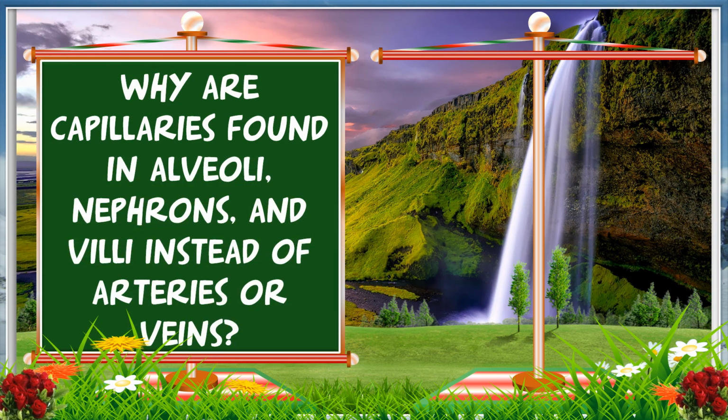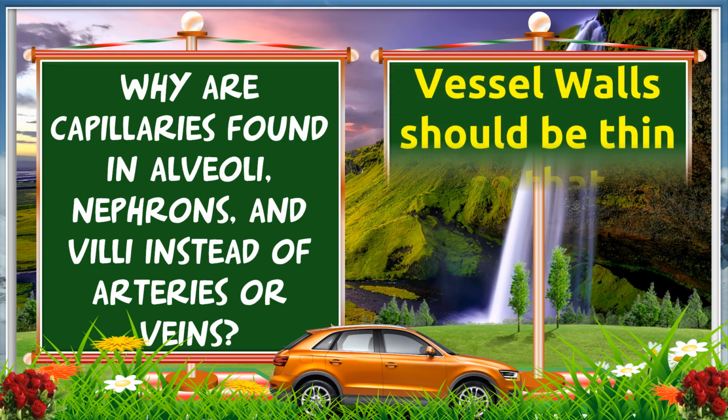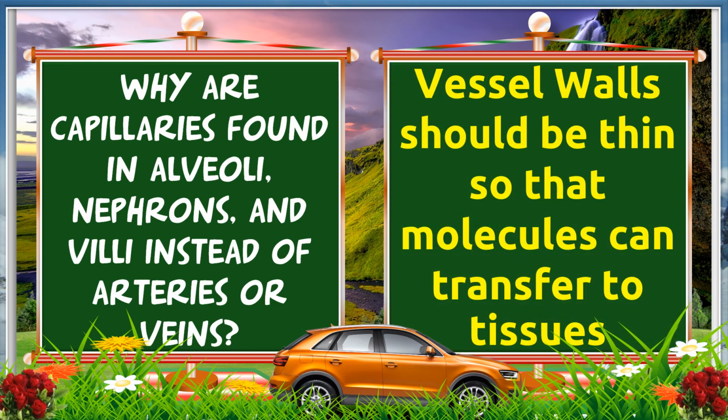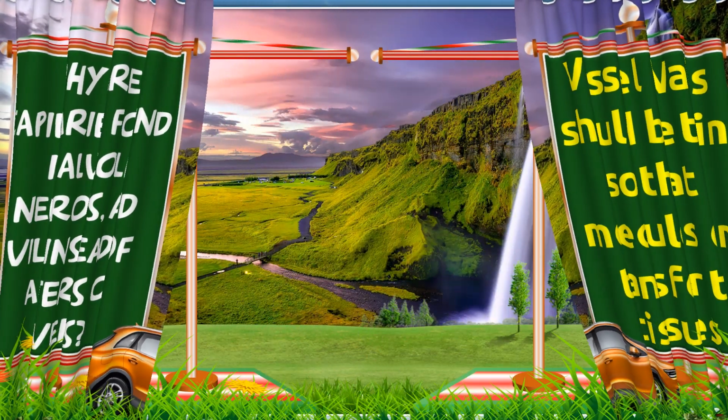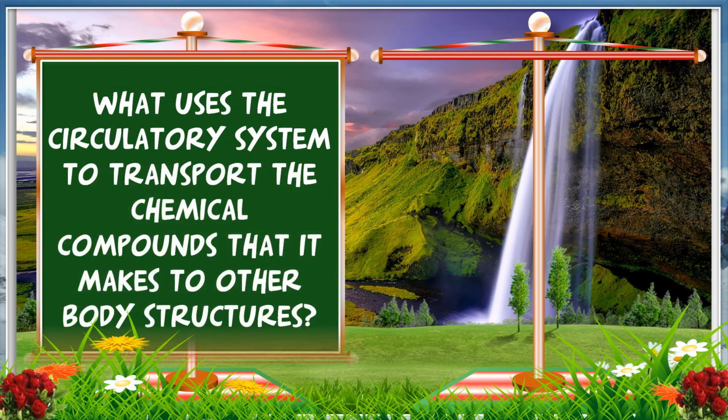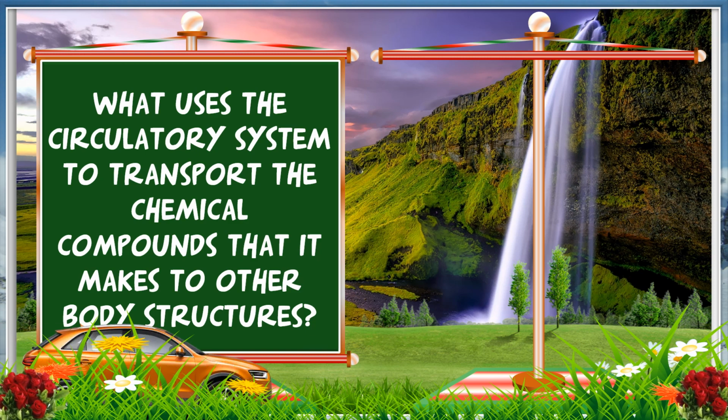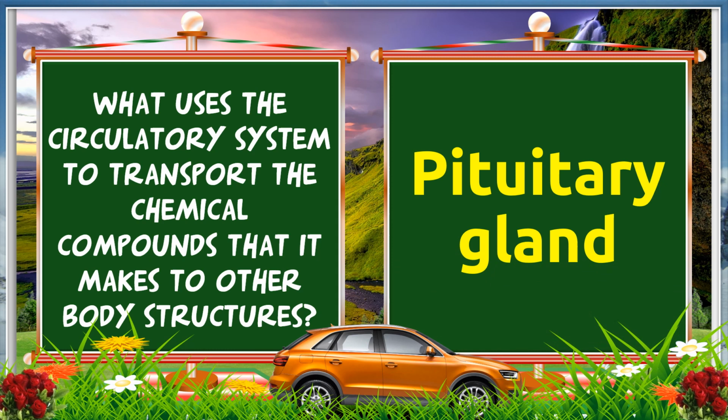Why are capillaries found in alveoli, nephrons, and villi instead of arteries or veins? Vessel walls should be thin so that molecules can transfer to tissues. What uses the circulatory system to transport the chemical compounds that it makes to other body structures? Pituitary gland.